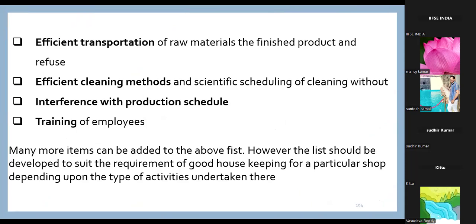Now, other means of good housekeeping is efficient transportation of material and the finished product. This is very important because if different kinds of material ordered for the production process are not well stacked for transportation to your stores, it is not possible to maintain the inventory. Second, efficient cleaning methods have to be maintained. Interference with the production schedule: if housekeeping is not proper, as I have told, production loss will be there.